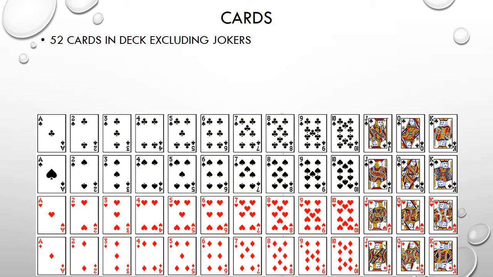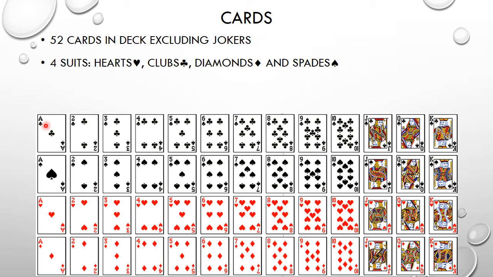Running through a couple of scenarios, we have cards. These are questions that you might encounter, just to get the baseline terminology sorted. So there's 52 cards in a deck, excluding the jokers. As a rule, we exclude the jokers, and we call this a standard deck. Then there's 4 suits. Talking about suits, it's the hearts, the clubs, the diamonds, the spades. So it's the different pictures on the cards.